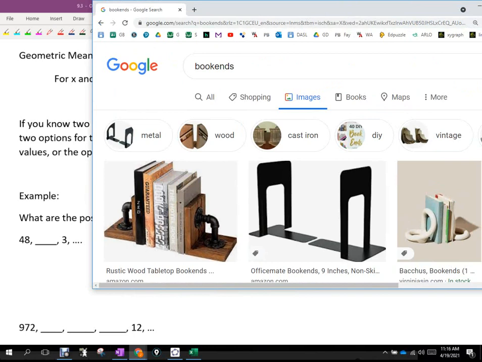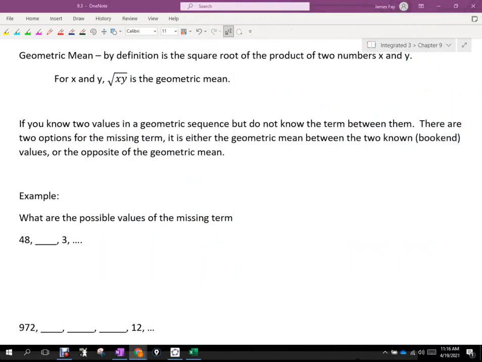Yep, they're those things on a shelf that hold the books together. Okay, so the bookends are the known values, and the books on the inside would be the unknown values. That makes sense? Okay. Or the value is the opposite of the geometric mean.